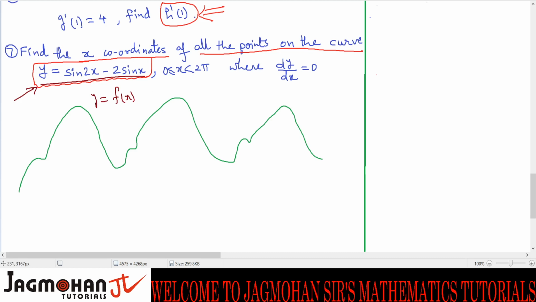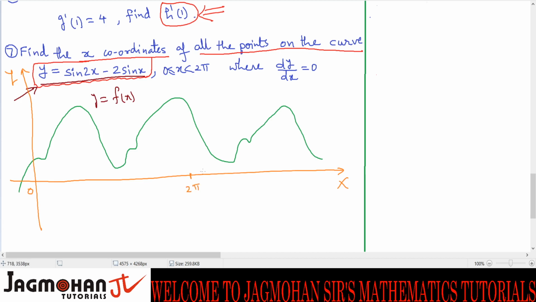What's the question? The question is, we have to find the x coordinate of all the points on this curve. Now let me have the x and y axis. So I draw the x axis somewhere. This is our y axis, and here we have the x axis. There are infinite points on this curve. Here you have 0, and somewhere here you have 2 pi.